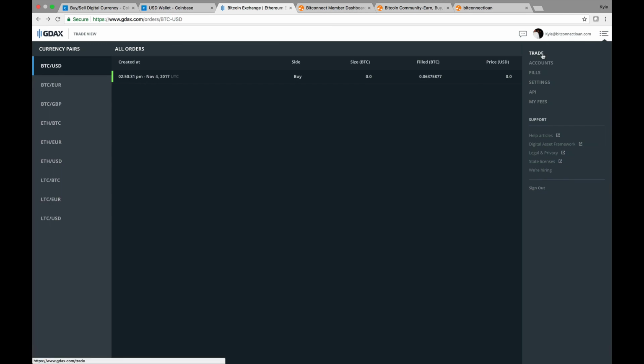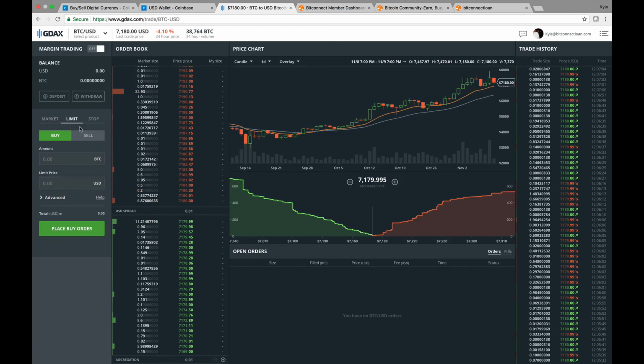And when you're ready to sell it again, you just go back to your trade, you click limit, you click sell, and then you enter how much you want. And if you had a Bitcoin balance here, you could just click that, and it would pre-fill your Bitcoin, or pre-fill all your USD. So let me know if you have any questions. That's basically how you would get started buying and selling Bitcoin.